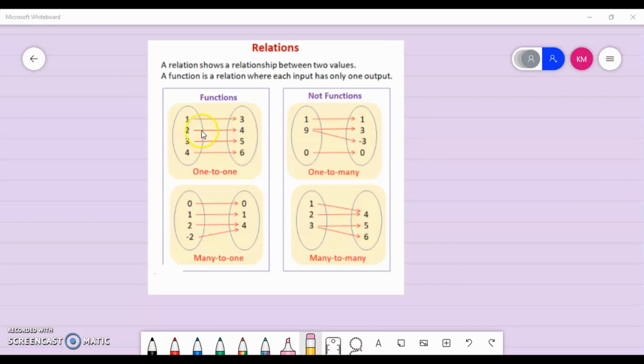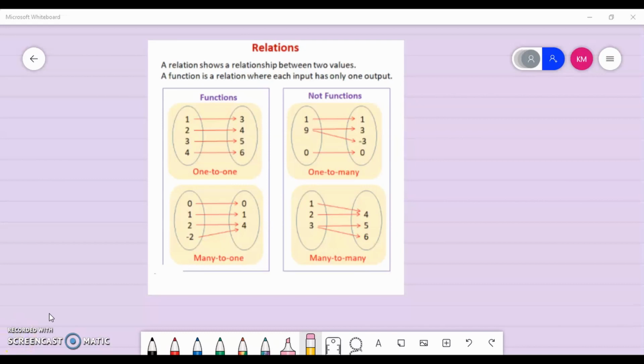Now, out of our four relations, only two are considered to be functions. One-to-one and many-to-one are functions. So a function is a relation where each domain value or each domain element is only mapped onto one element in your range.